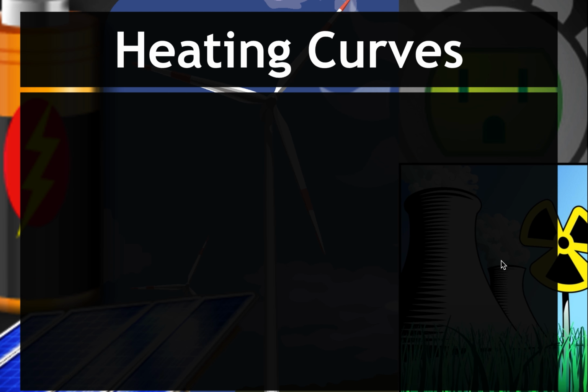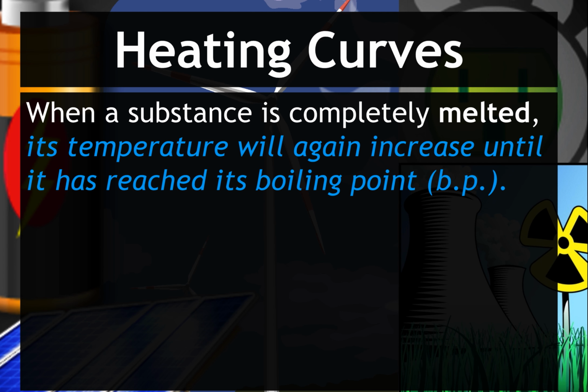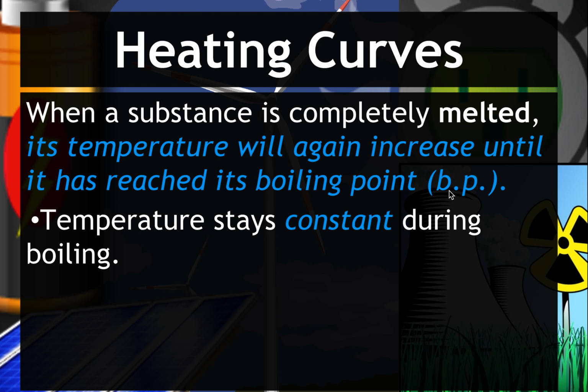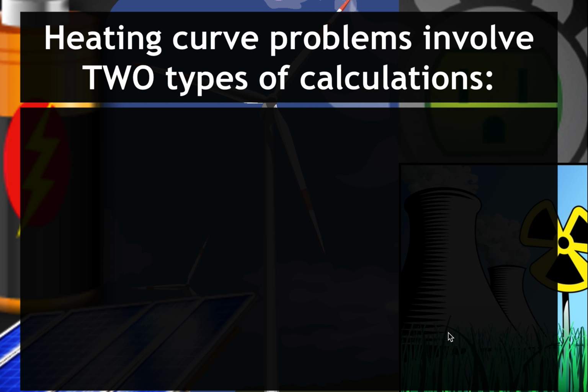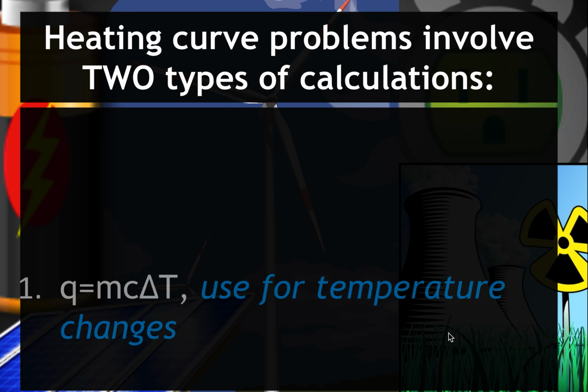So when a substance is completely melted, its temperature again starts to increase as we add heat until it reaches its boiling point, which we're going to abbreviate as BP. The temperature will stay constant again during boiling. Until all the water has boiled, the water will stay at the same temperature. Once all the water has vaporized or boiled, the temperature starts to increase again, and in this case we're in our gas phase.